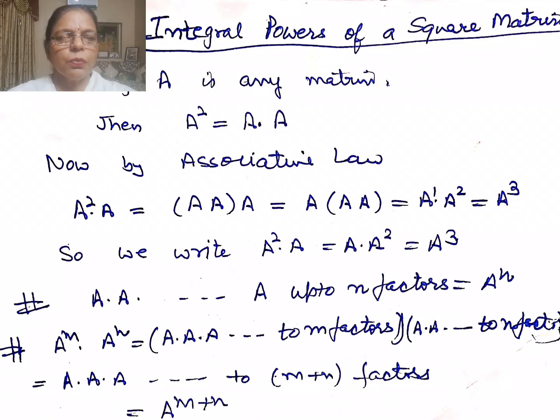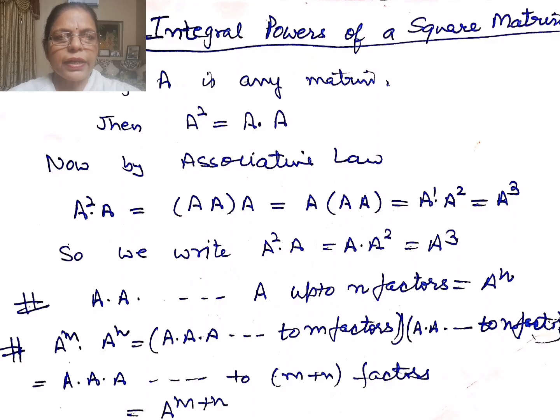Hello everyone. Today's topic is the integral power of matrices. Now, if A is any matrix, then A square is equal to A into A. As we know by associative law, A square into A is equal to (A into A) into A, and by associative law that is equal to A into (A into A), that is equal to A into A square, that is equal to A cube. So we can write A square into A is equal to A into A square is equal to A cube.